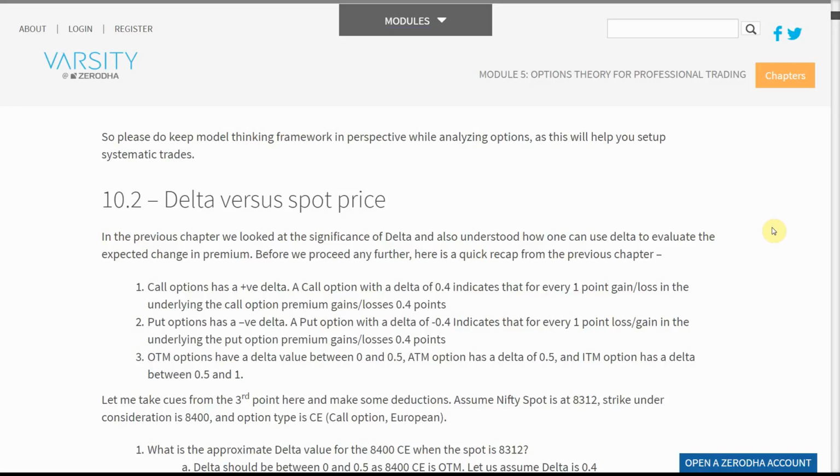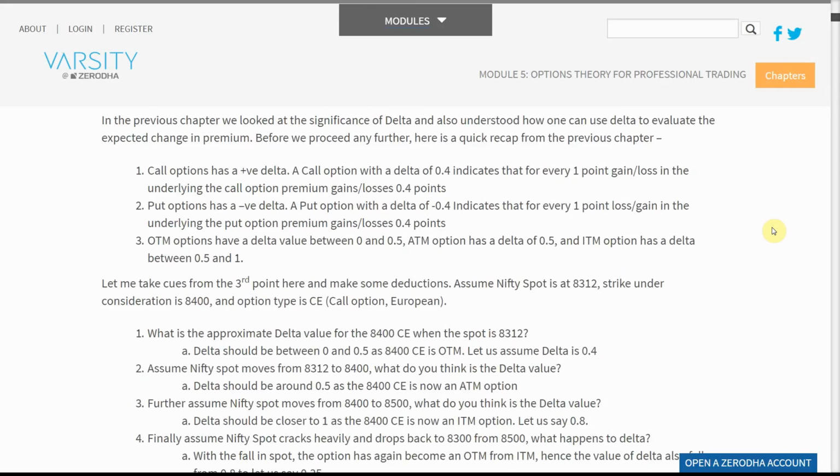OTM options have a delta value between 0 and 0.5. ATM options have a delta of 0.5. And ITM options have a delta between 0.5 and 1. Let me take cues from the third point here and make some deductions.